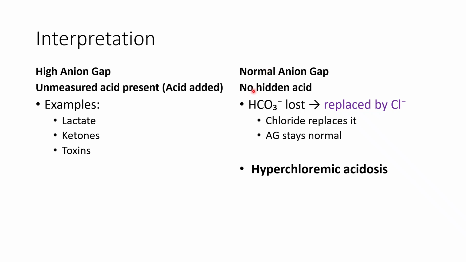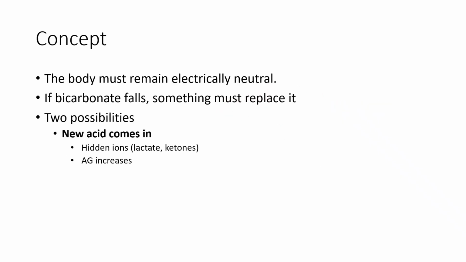If the anion gap is normal, there is no hidden acid. Instead, there is loss of bicarbonate that is being replaced by chloride. Our anion gap formula was Na minus bicarb minus chloride. So if the bicarb that is being lost is being replaced by chloride, the anion gap will remain the same. This is known as normal anion gap, or non-high anion gap metabolic acidosis, also called hyperchloremic acidosis, because there is an increase in the chloride level proportionate to the loss of bicarbonate.